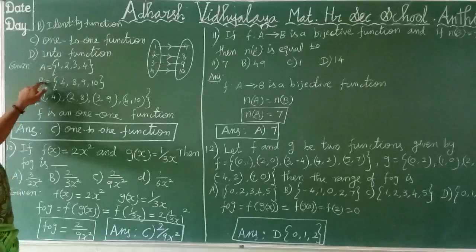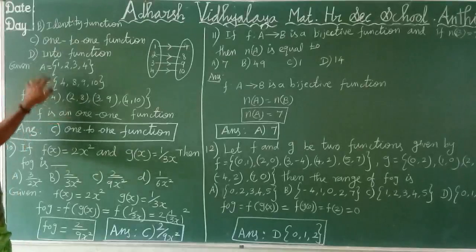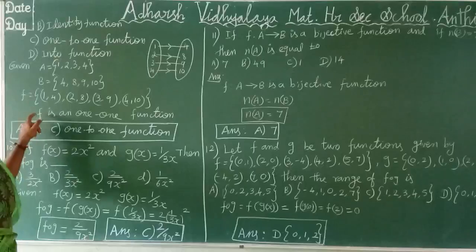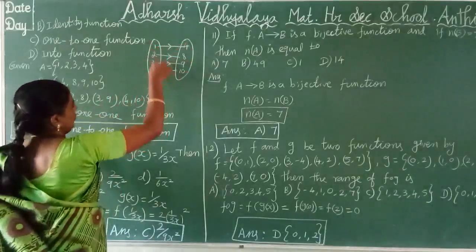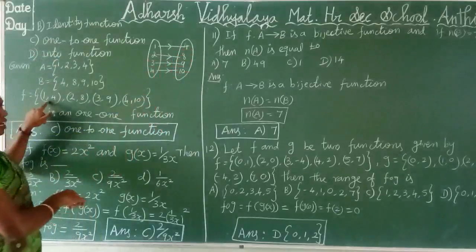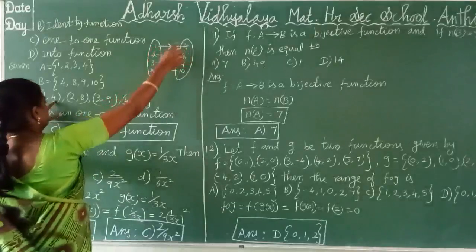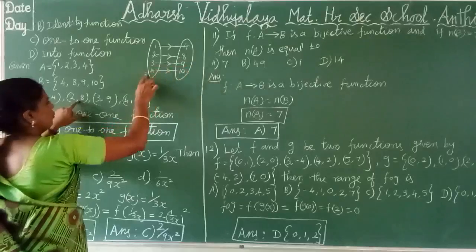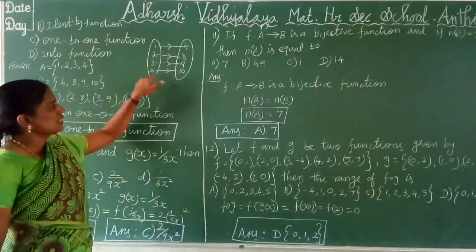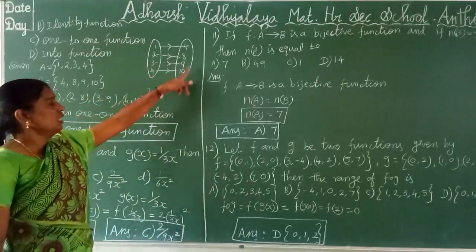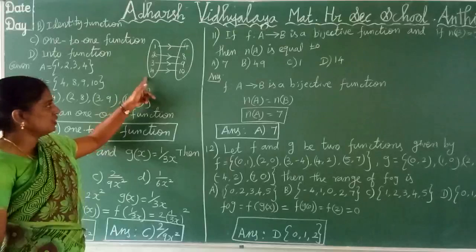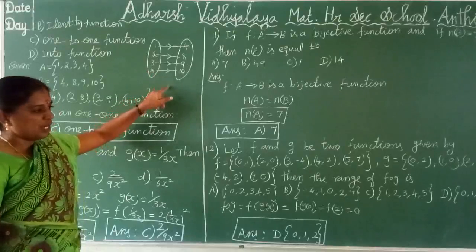Here A is given, B is given, and ordered pairs are also given. So apply in domain and codomain. A is 1, 2, 3, 4 and B is 4, 8, 9, 10. Apply the ordered pairs (1, 4), (2, 8), (3, 9), (4, 10). What type of function is this? In the domain all elements have a unique image. That is a one-to-one function. In the codomain all elements have a pre-image, that is an onto function. So it satisfies one-to-one and onto.